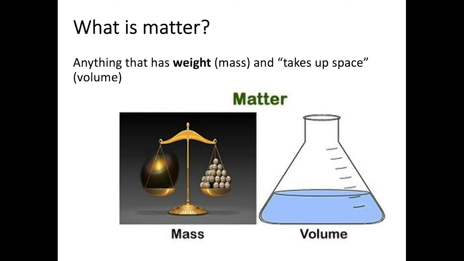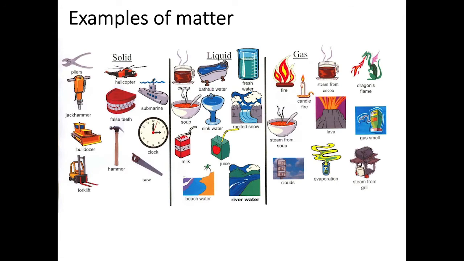is. So matter is anything that has weight, otherwise known as a mass, or takes up space. As you can imagine, that makes the expansion of exactly what matter is pretty large. Matter comes all the way from anything like a solid object, like a hammer, bulldozer, jackhammer, an apple, all the way to liquids: soup, juice, beach water, river water, fresh water. All of that includes matter. And different gases: clouds in the sky, steam from your soup, candle fire, etc.